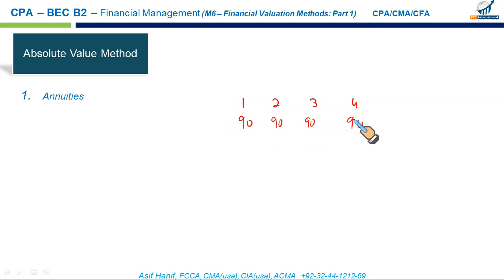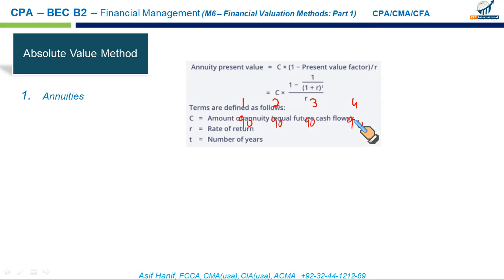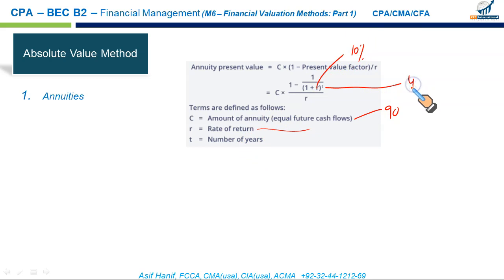How can we discount them, how can we bring them to their present value? We have this formula. Let me explain. C here represents the annual amount that you receive, the periodic amount. In our example, it's 90. R is the rate of return, the discount rate we will use. Let's say that is 10%. And T is the number of years, let's say 4 years. So if you plug in these numbers, R, T, and C, you will get the present value of these 4 cash flows of 90 that are coming in the next 4 years.